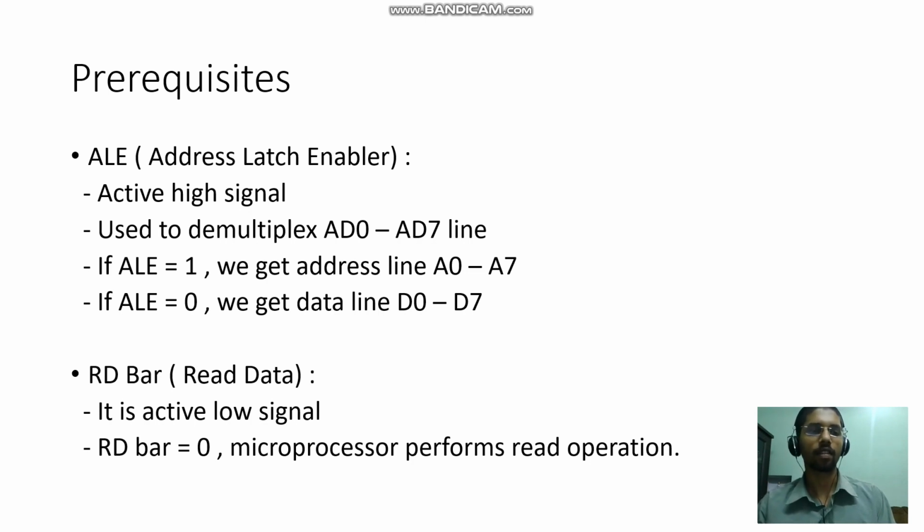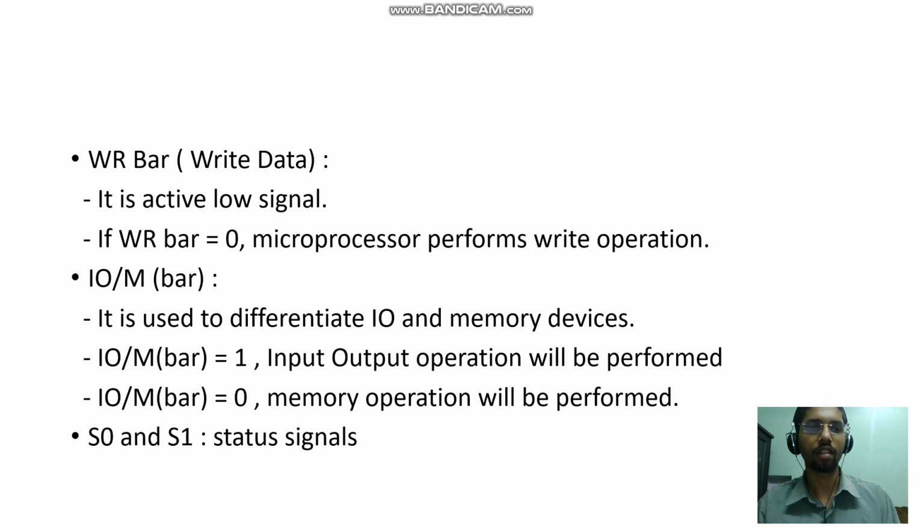After that, it's RD bar, read data bar. It is an active low signal. That means when it is low, meaning 0, it is active. It will work when it's low. If RD bar is 0, then the microprocessor performs a read operation. Similarly, write bar is also an active low signal. If write bar is 0, the microprocessor performs a write operation.